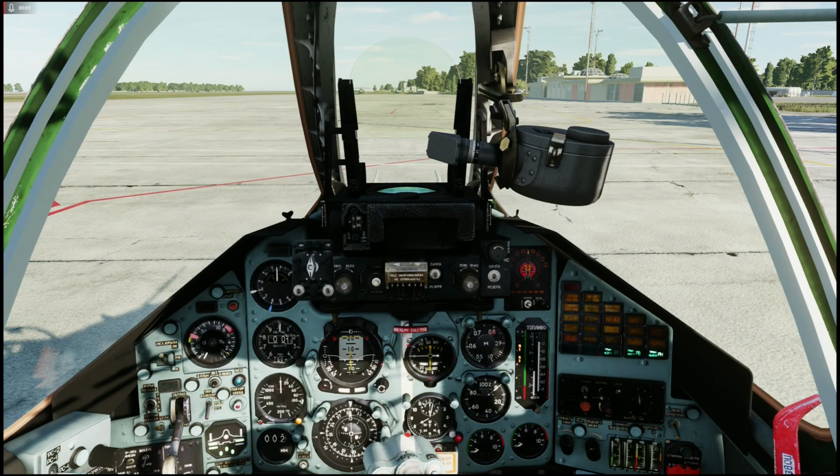Ladies and gentlemen, welcome to lesson 4 in the Su-25 Cadet series. Lesson 4 is about navigation, and we are going to learn how to navigate through a route from an airfield through the route and back to an airfield again.